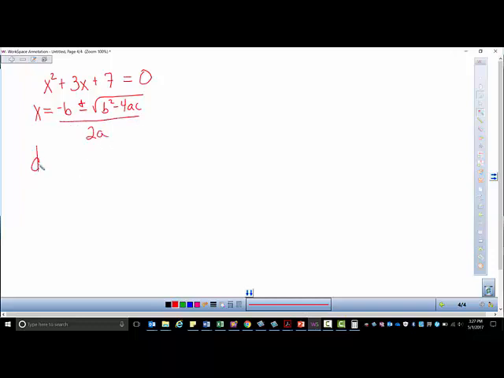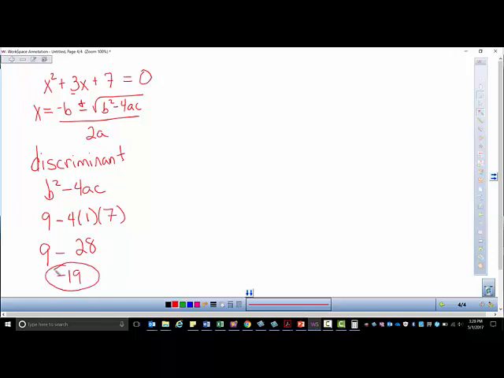Now remember, I always talk about this discriminant because it really tells us a lot, and that's why I use it. It is b squared minus 4ac. So b here would be 3, so I'd get 9 minus 4 times a, which is 1, times 7. 9 minus 28 would give us negative 19. It's a negative number. And that one gives us no solution or no real answers.